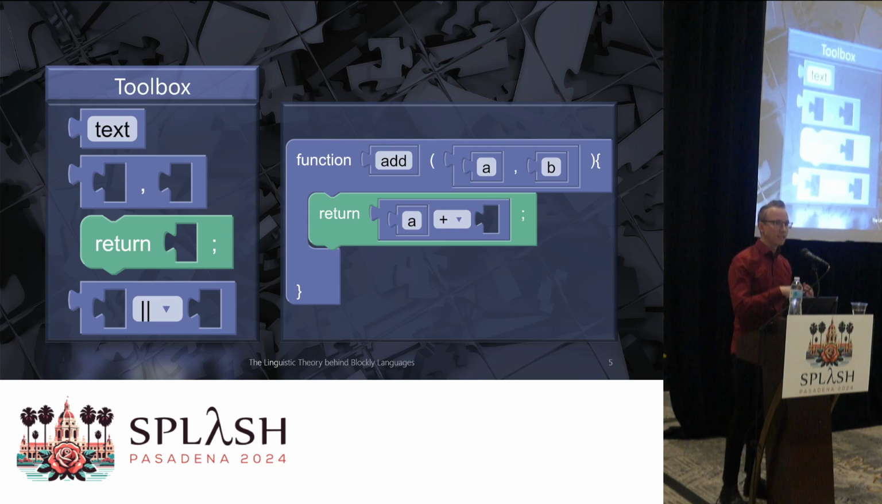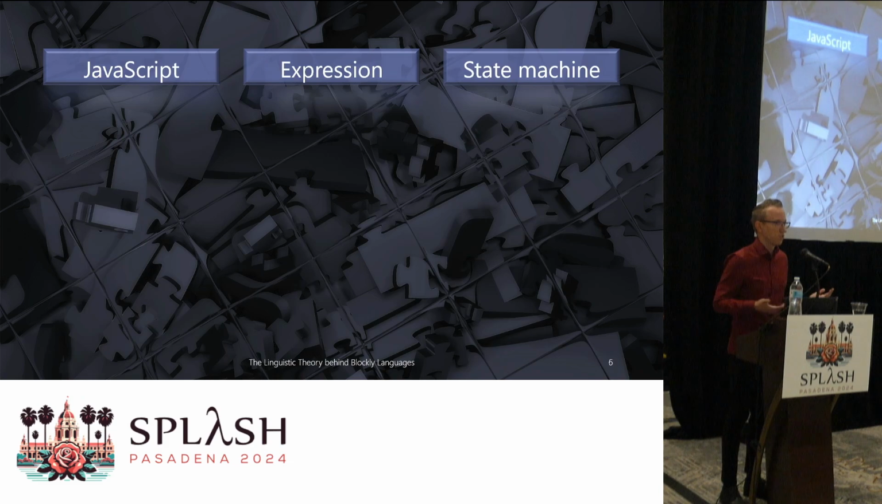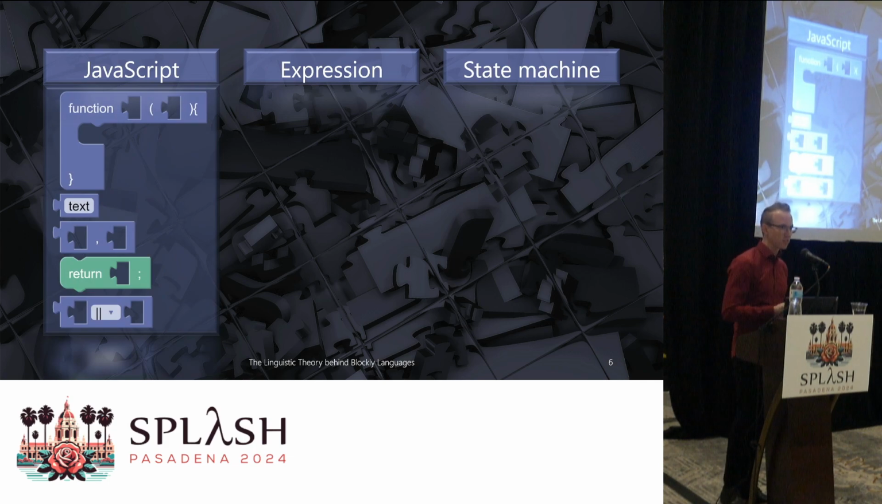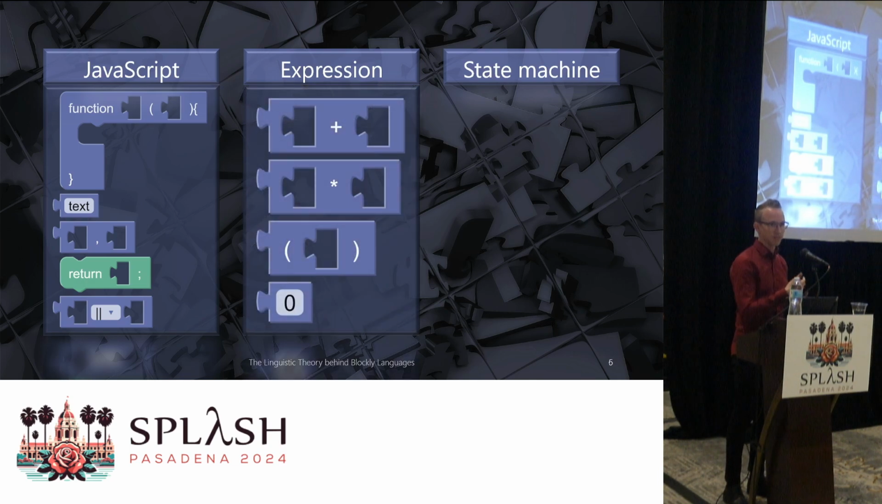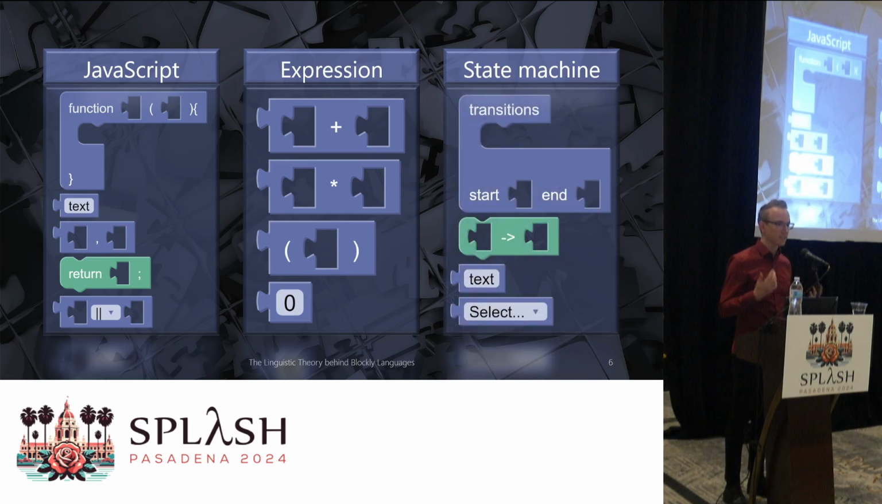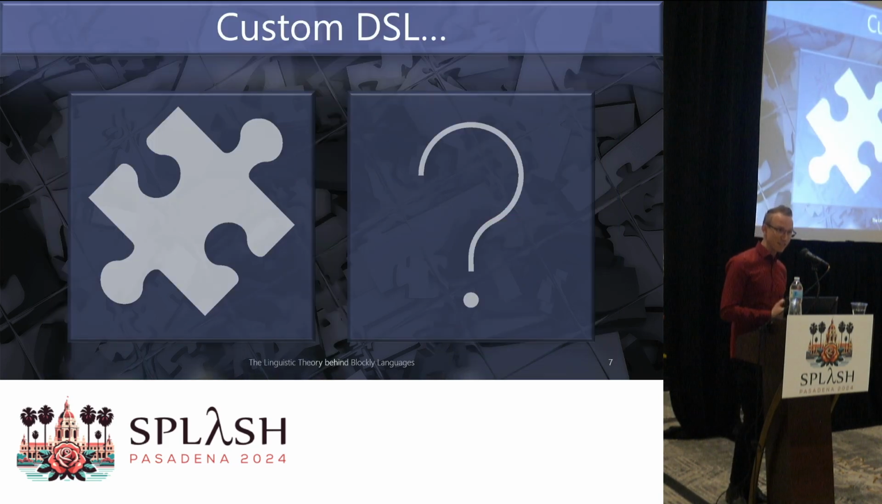And Blockly now really abstracts over this concept and allows us the creation of such toolboxes for arbitrary languages. For example, for general purpose programming languages like JavaScript, where we have function blocks or return block, and also for minimal languages like an expression language where we just have addition or multiplication blocks, or also some domain-specific languages like state machines where we could model our transitions on the start and the end state. So the question now is, if I have a custom domain-specific language, how can I tell Blockly which kind of blocks I want to have?